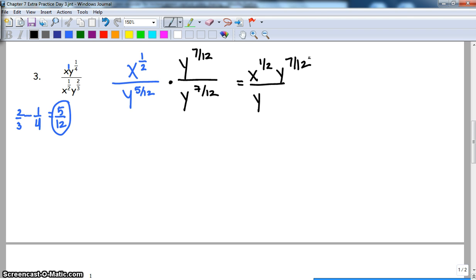Now remember, you need to have root form. However, you need to have these x and y's under the same root. Right now you have a 2, which would be a square root, and a 12, which would be a 12th root. So we want to get a common denominator so that we can have a common radical. So 1/2 is the same as 6/12.